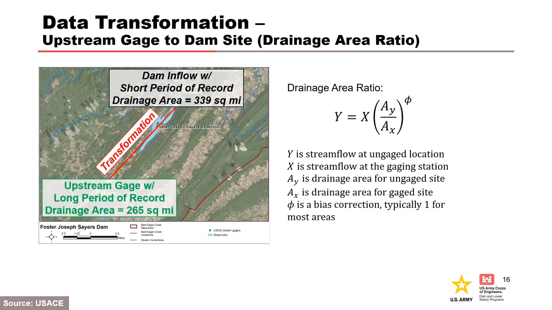And you can estimate this phi exponent, because if you just take the logarithm of both sides of this equation for two sites where you know what the flow is and you know what the drainage area is, you can kind of work out what phi should be, and you can do that for a couple of different sites. And that can be a really great way to come up with an improved estimate for these ungauged areas.